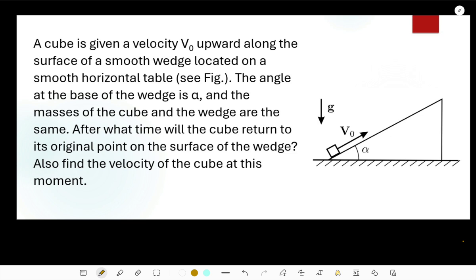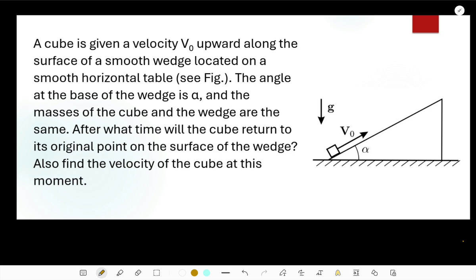This is the problem, and we need to solve it. I guess the wedge was initially at rest. It should be, otherwise its velocity should have been mentioned. So initially only the cube is given the velocity v0, not the wedge. The wedge will gain velocity, but initially it was at rest. I'm insisting on it.